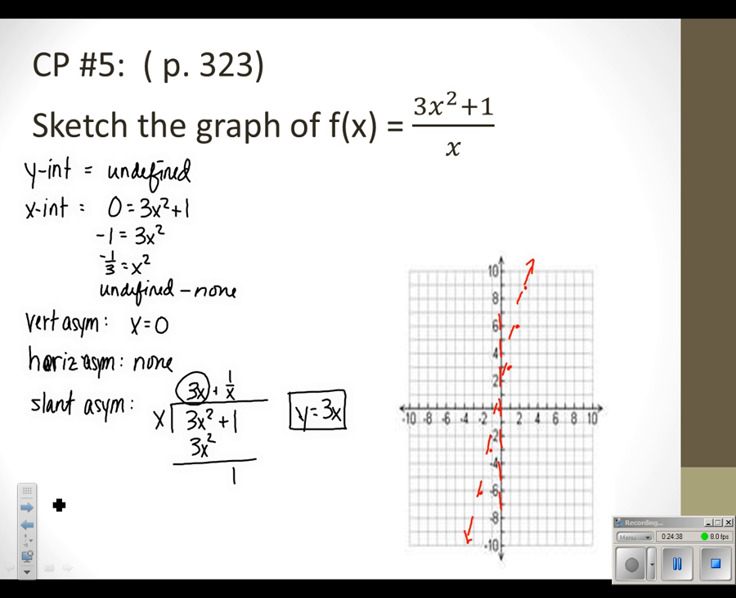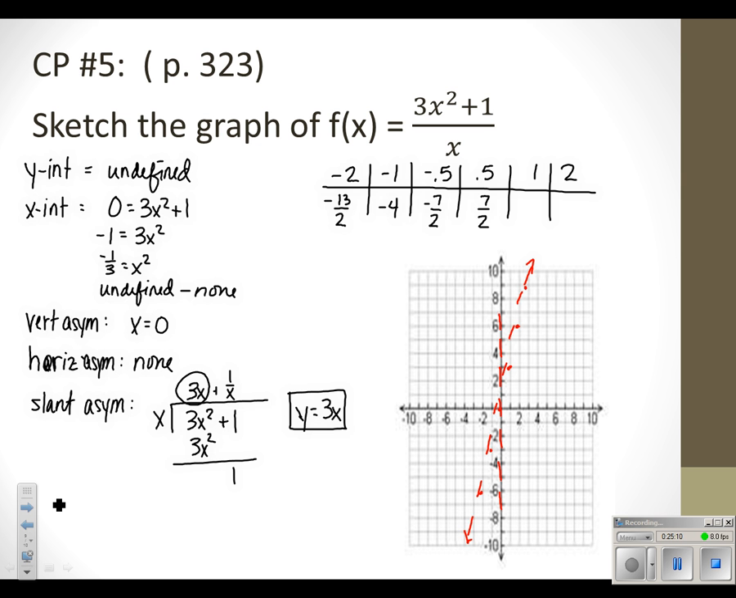I think I'll do it up here where I've got a little bit of room yet. Again, pick more if you need to. But we'll work with these. If we put negative 2 into our function, we're going to get negative 13 halves. Put in negative 1, we'll get out negative 4. Put in negative 0.5, negative 7 halves. 0.5 or a half, we get positive 7 halves. Put in a 1, we get a 4. Put in a 2, and we end up with 13 halves.